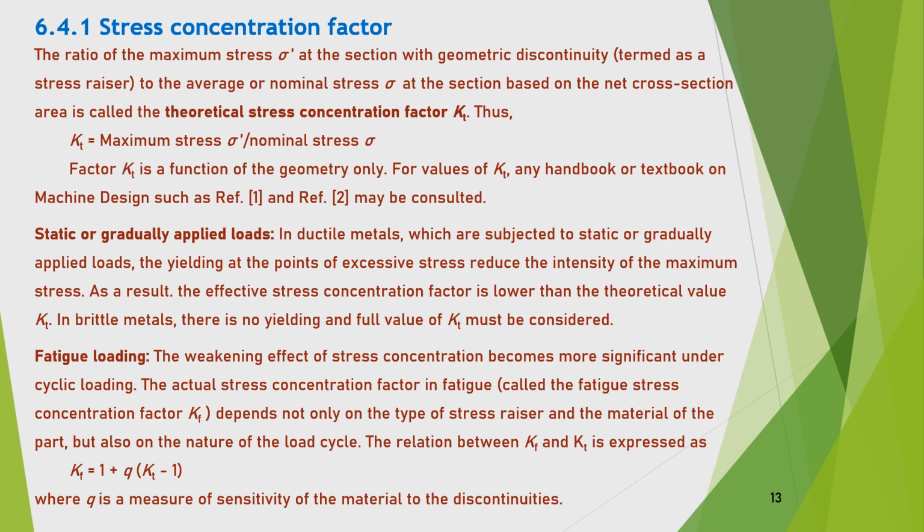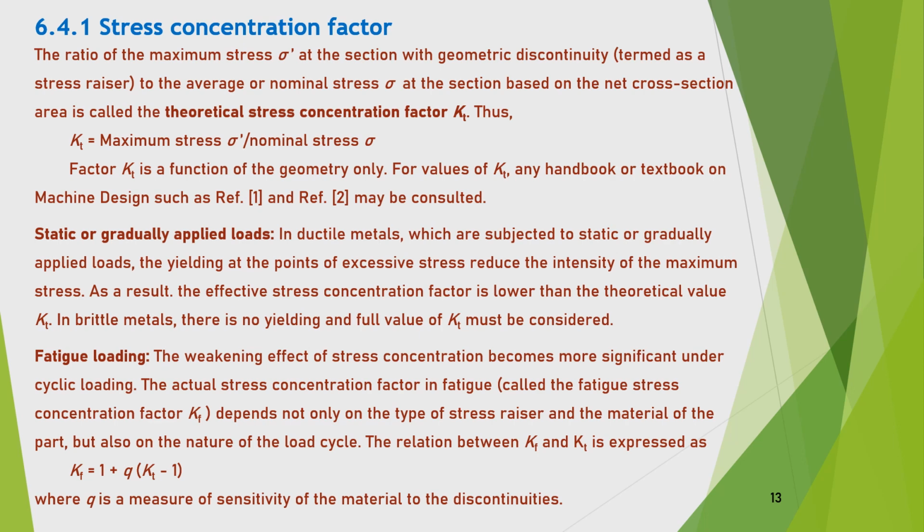We considered the effect of any geometric discontinuity on the stress induced at the geometric discontinuity. Now we define a factor, the stress concentration factor. The ratio of the maximum stress sigma dash at the section with geometric discontinuity, termed as stress raiser, to the average stress sigma at the section based on the net cross-sectional area is called the theoretical stress concentration factor Kt. Thus, Kt is equal to maximum stress sigma dash at the geometric discontinuity divided by the nominal stress sigma. Factor Kt is a function of the geometry only.